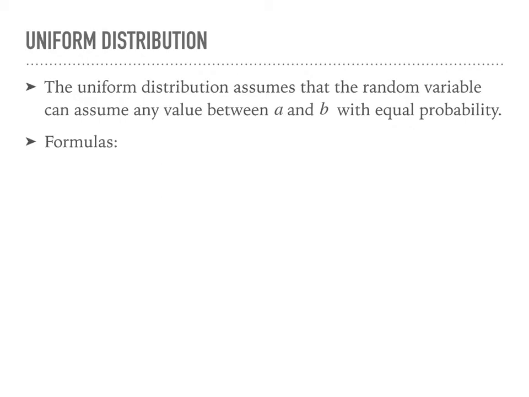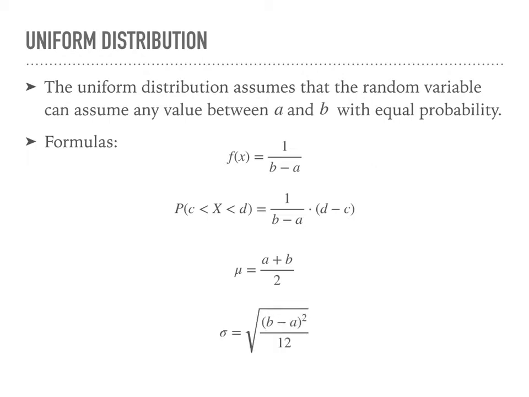So some formulas you might need: f of x equals 1 over b minus a. The probability that x is between c and d is equal to 1 over b minus a times d minus c. You might need to know your mean. The mean would be a plus b divided by 2. And then the standard deviation of this distribution is the square root of the quantity b minus a squared divided by 12.